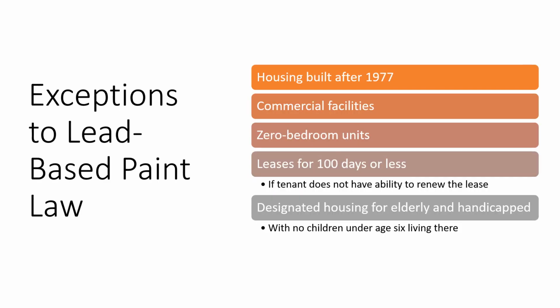There are some exceptions to the lead-based paint law: housing built after 1977, commercial facilities, 0-bedroom units, leases for 100 days or less, that's if the tenant does not have the ability to renew the lease, and designated housing for elderly or handicapped with no children under age 6 living there.